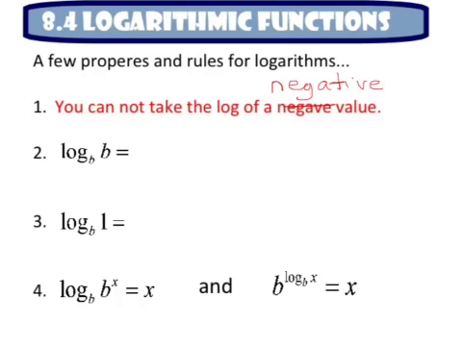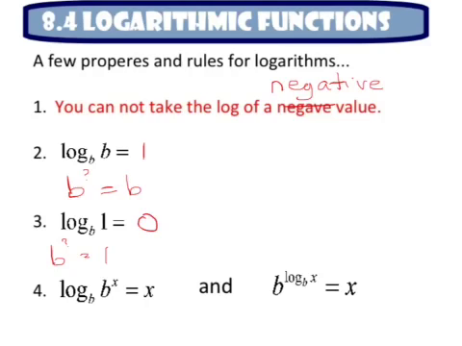But then the next rule says log base b of b equals what? Well, we'll think about it like this. b to what power equals b? Well, that has to be 1. So our first rule is that log base b of b always equals 1. The next rule says b to what power would give me 1? Well, the only number it could be is 0. So anytime we take the log of 1, it will always be 0.